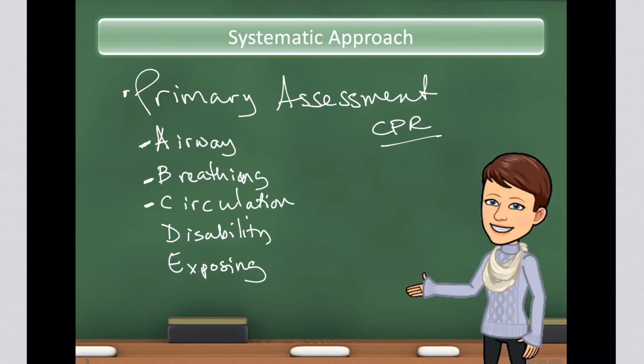Circulation. Do they have a pulse? And by the way, are you able to generate a pulse with the CPR that you're doing? D is for disability. You're not going to get a great deal of information if CPR is underway.